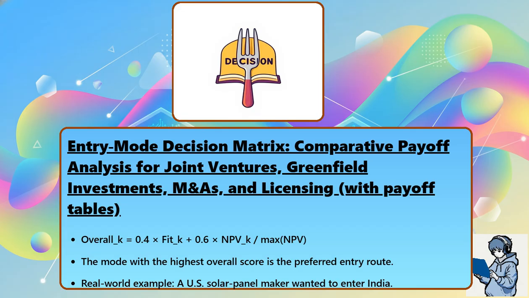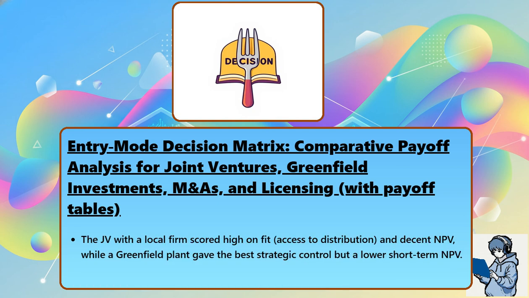Real-world example: a US solar panel maker wanted to enter India. The joint venture with a local firm scored high on fit, access to distribution, and decent NPV, while a greenfield plant gave the best strategic control but a lower short-term NPV. The matrix helped decide on the joint venture as the balanced choice.